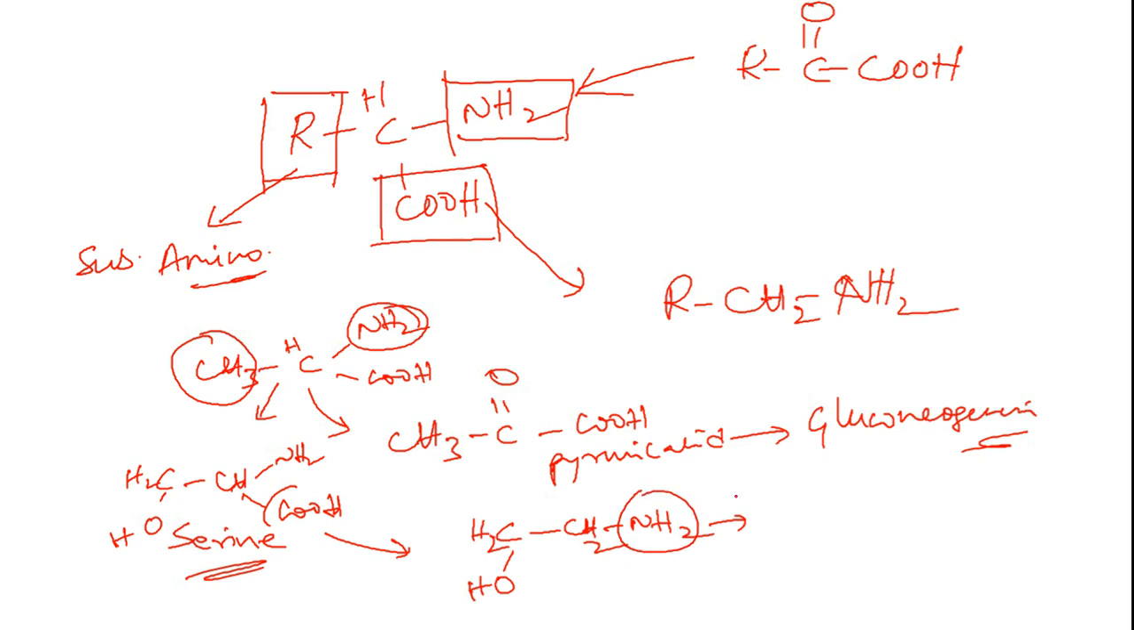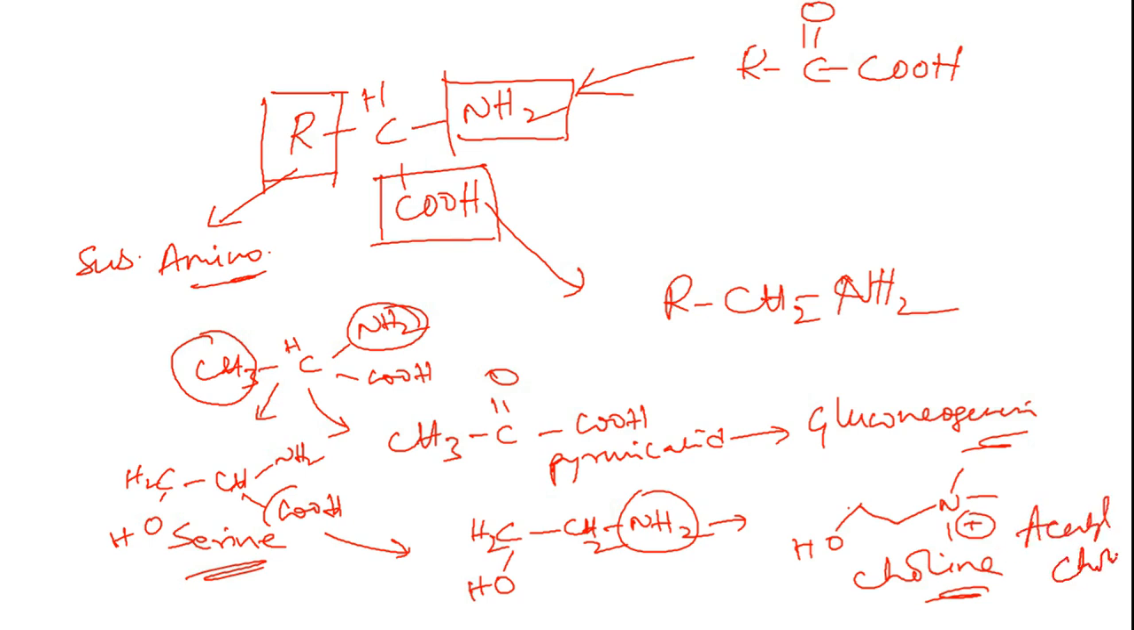Now the NH2 gets methylated, and I am giving a simple representation here. What is this compound? This is what we call choline. Choline is a very important molecule for the biosynthesis of acetylcholine, a neurotransmitter. So in this way, an amino acid can get deaminated via oxidative deamination or other processes, or decarboxylated, or substitutions can be done.